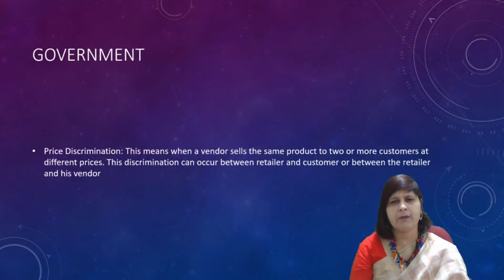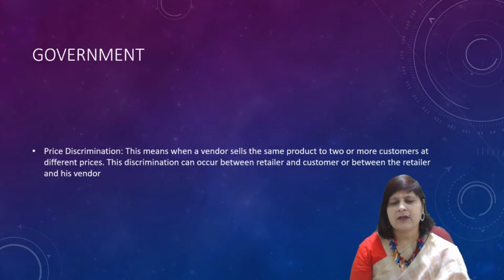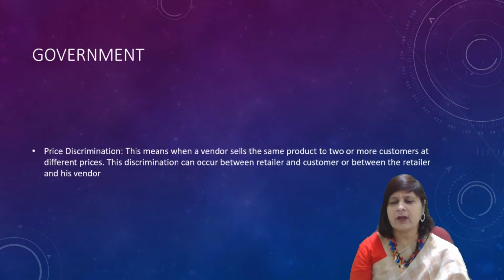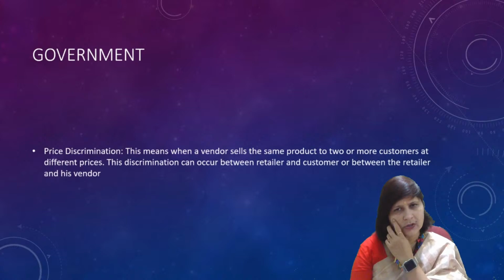Then comes the government, which plays an important role in deciding the price of a product, right? Price discrimination means when a vendor sells the same product to two or more customers at different prices. This discrimination can occur between the retailer and the customer, or between the retailer and his vendor. That is known as price discrimination.